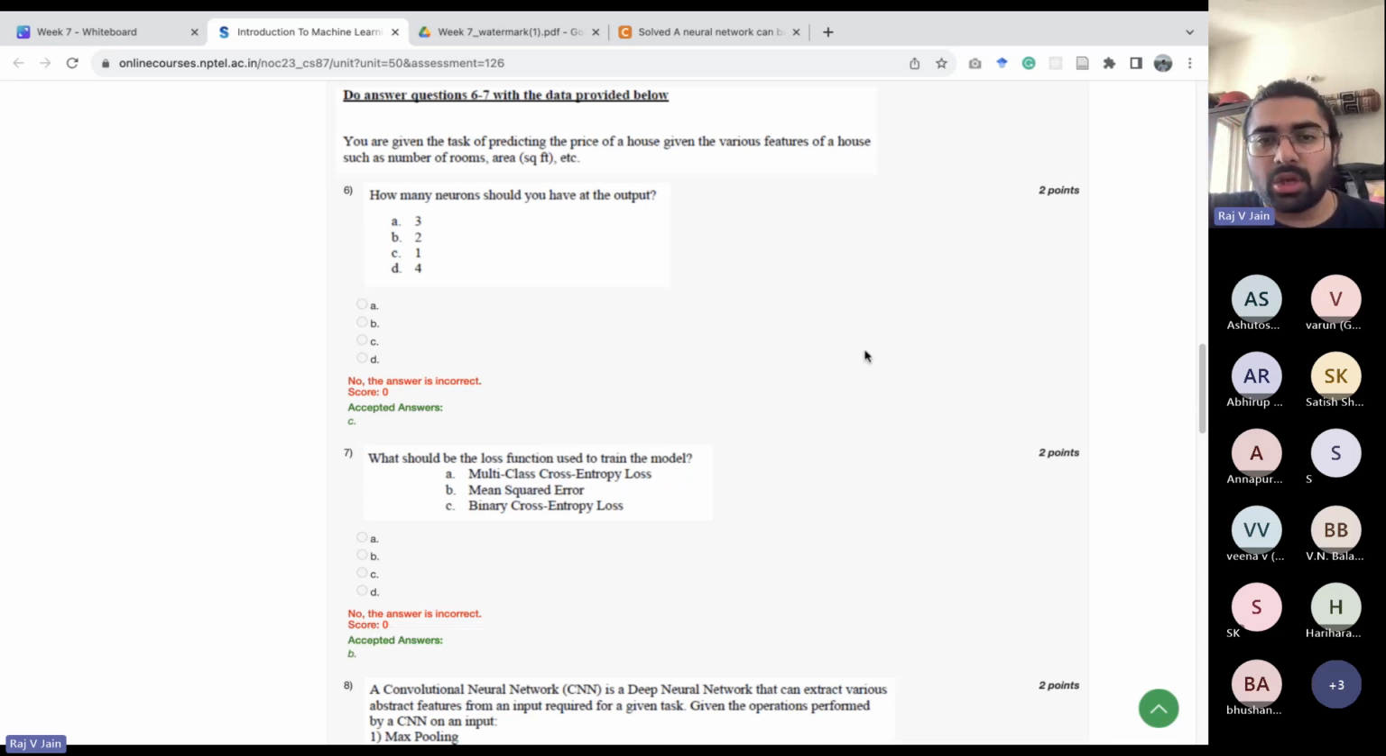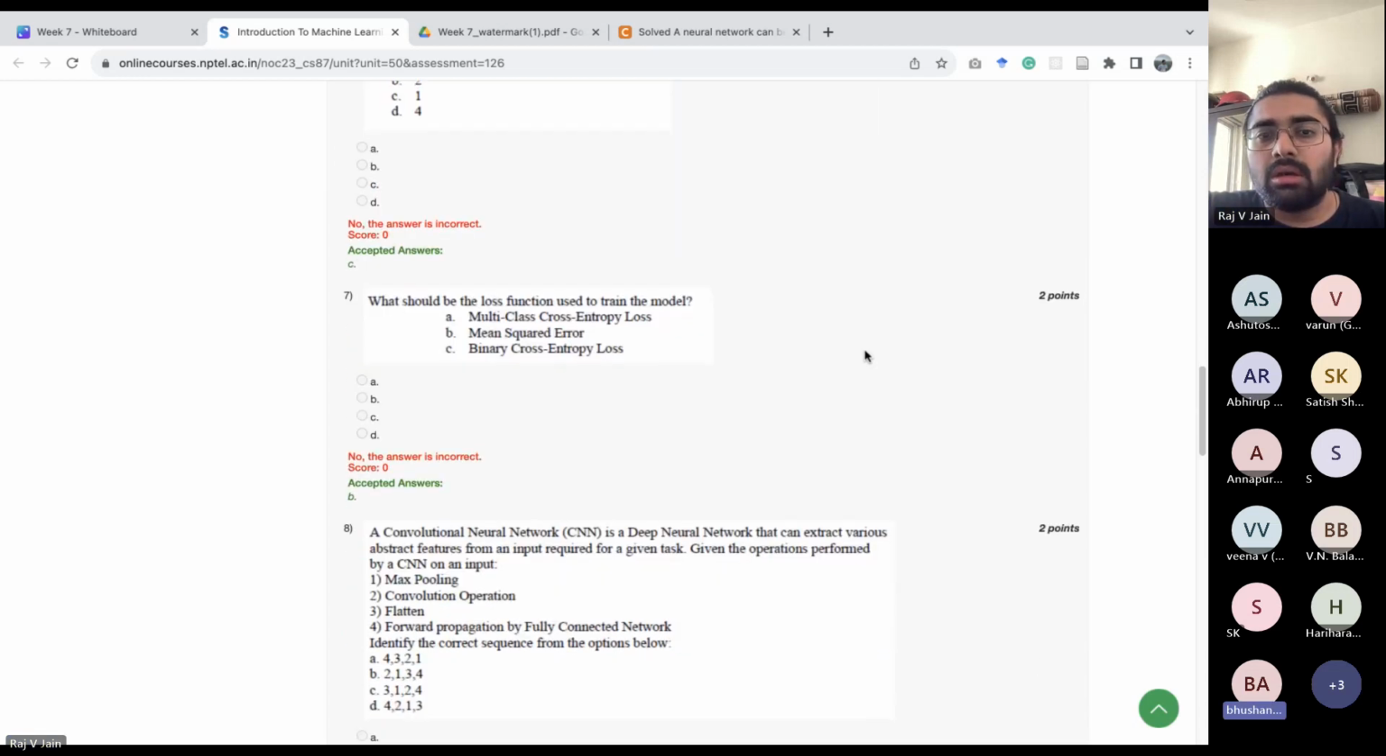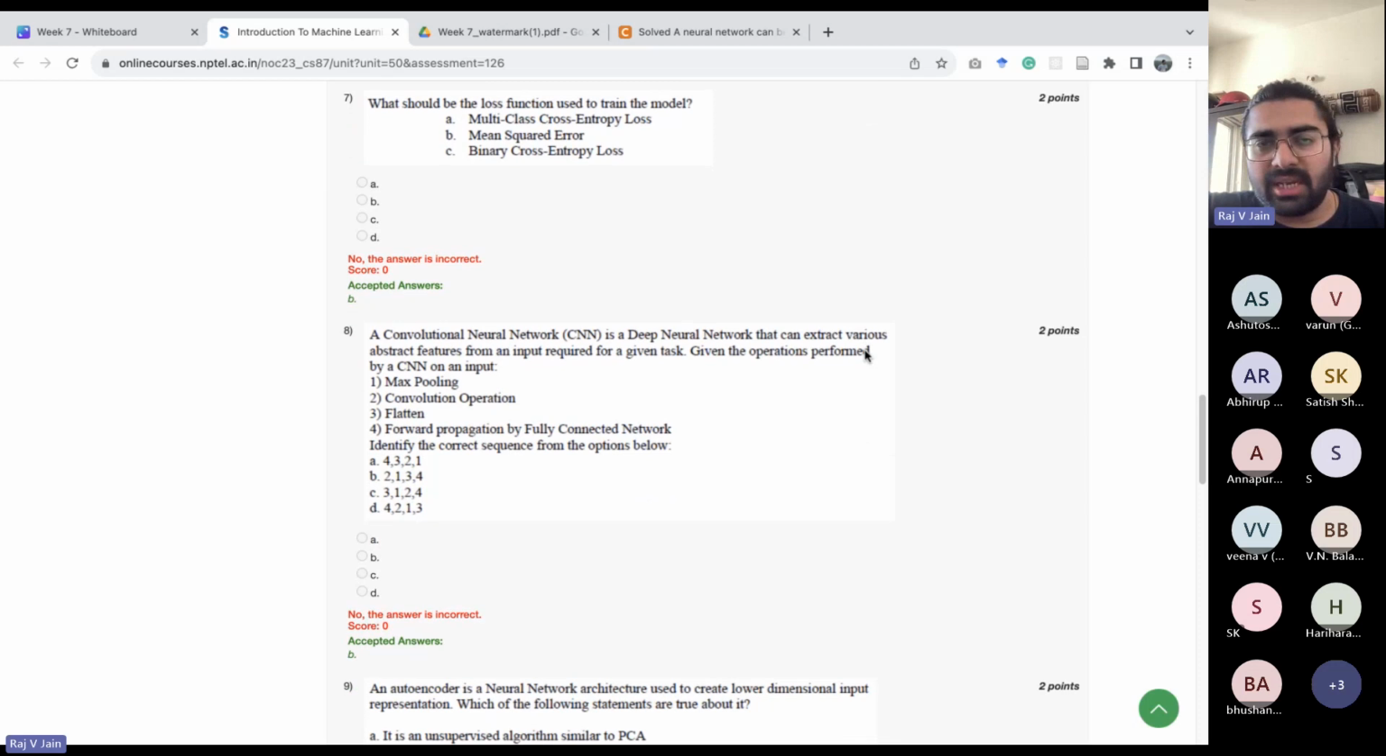Then what should be the loss function used to train the model? Any thoughts? Mean squared error. Right. As part of the course, we have seen loss functions for training on continuous values, which is mean square error, and binary cross entropy and multi-class cross entropy. All of these are for classification problems. Here we're not trying to classify, right?